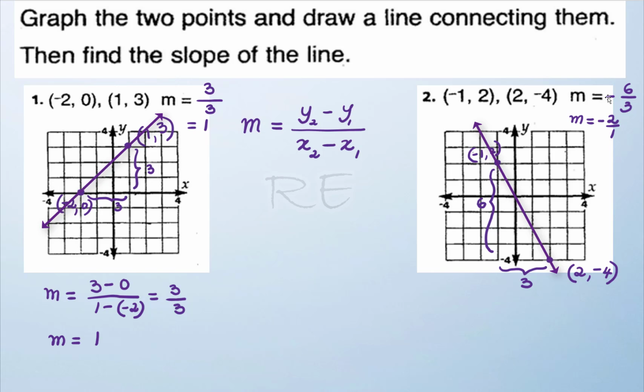Using the formula, m is equal to (-4 minus 2) divided by (2 minus -1). -4 minus 2 is equal to -6. 2 minus -1 is 2 plus 1, and it's equal to 3. -6 over 3 is equal to -2 over 1.